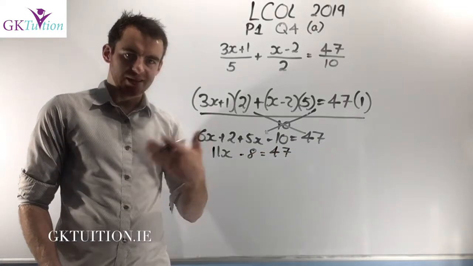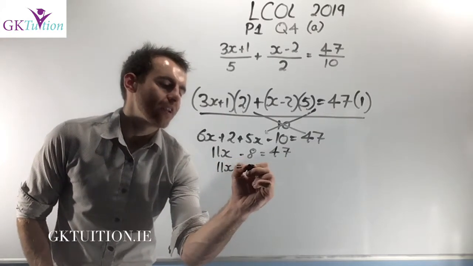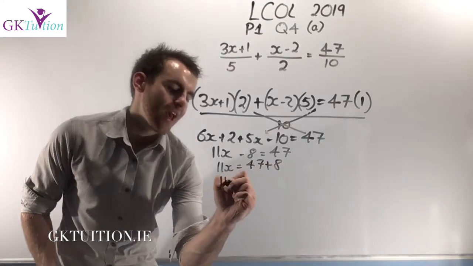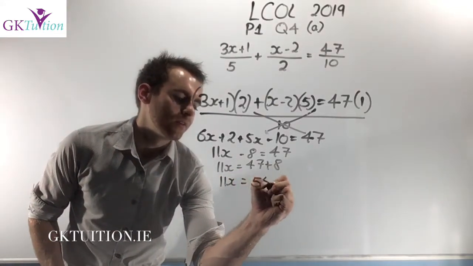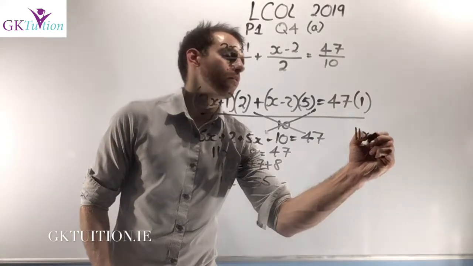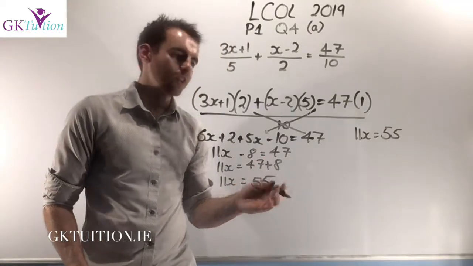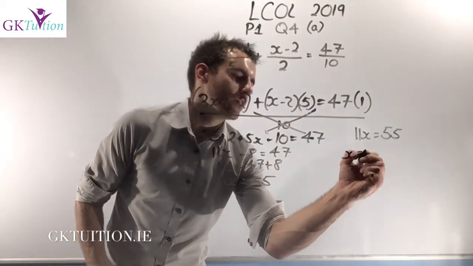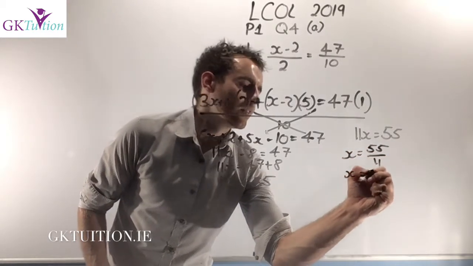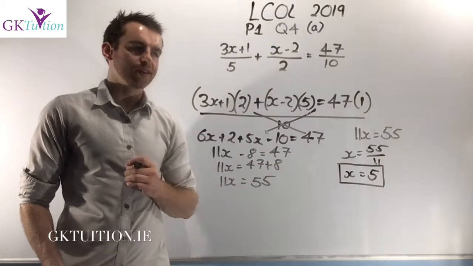Clearly I want to get the 8 to the other side, so I add 8 to both sides. And I can say that 11x is equal to 47 plus 8, or in other words, 11x is equal to 55. Now if 11x is equal to 55, clearly in order to get x on its own, I just need to divide both sides by 11. If you divide by 11, you'll get x is equal to 55 divided by 11, so your final answer is x is equal to 5. So that's all you need to do for part A in this question.